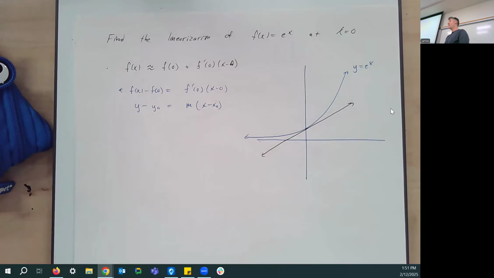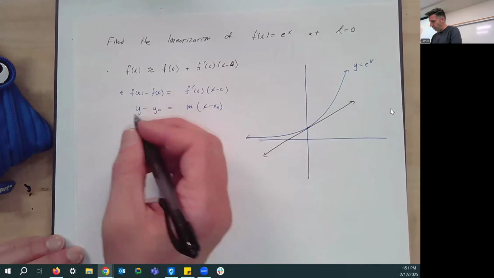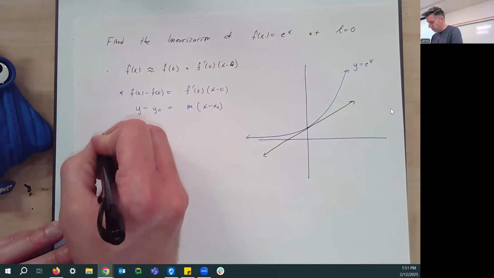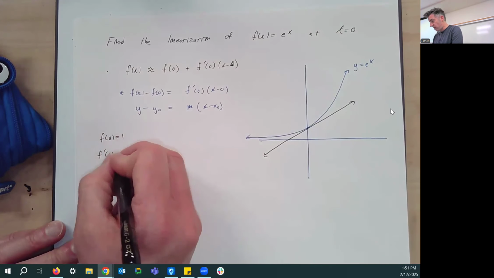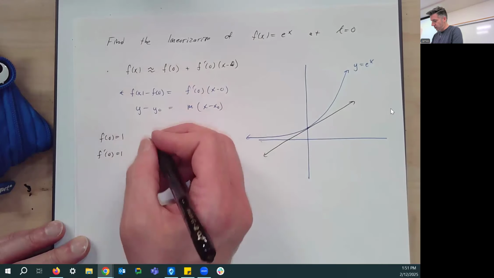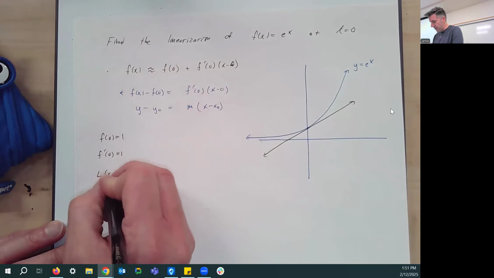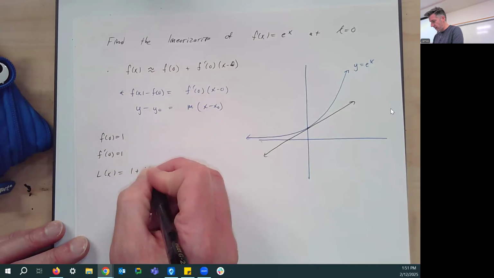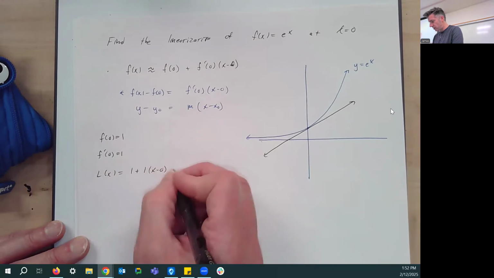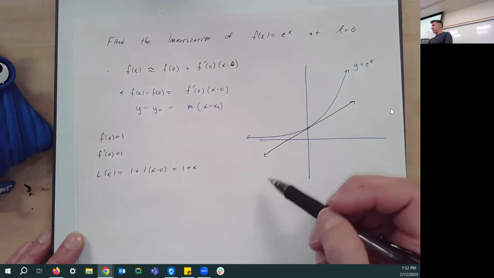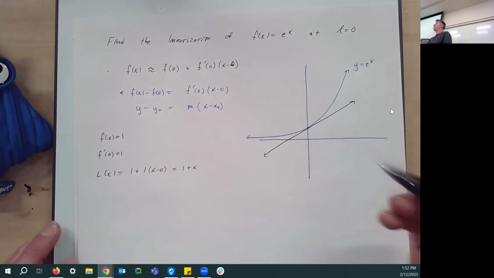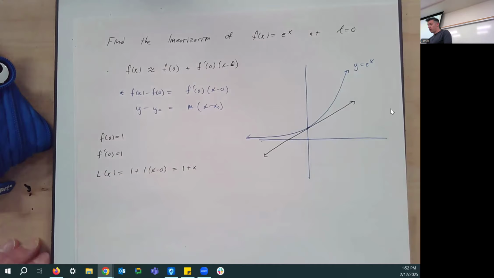Okay, but I can make my approximation better, and we can find it, right? In this case, f of 0 would be 1, f prime of 0 would be e to the 0, which is also 1, and our linearization would be L of x equal to 1 plus 1 times x minus 0, which is just 1 plus x, which you could probably believe is the equation of that line right there. But here's how we can make it better.